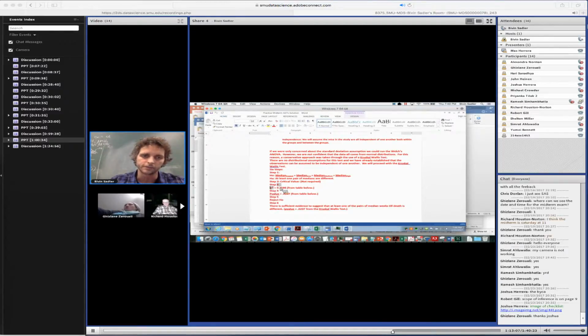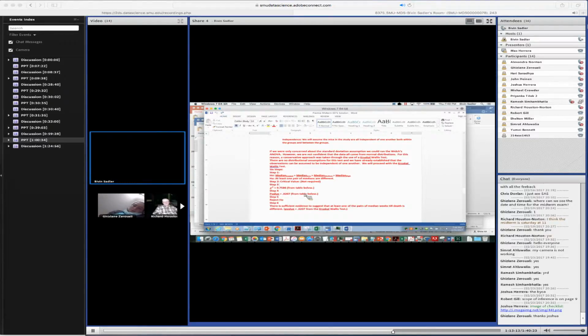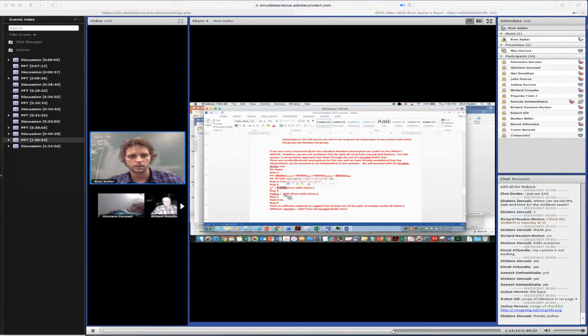Step 3, this is from the output of PROC NPAR1WAY, which I'm about to run. So 9.756 and a p-value of 0.0207. That rejects this null hypothesis, and we conclude that there is sufficient evidence to suggest that at least one pair of medians, weeks till death, is different. So let's get that 0.0207.